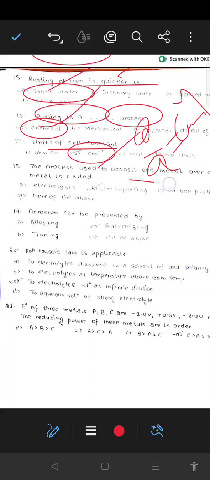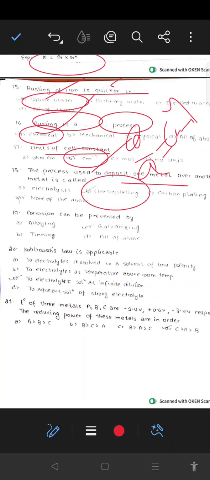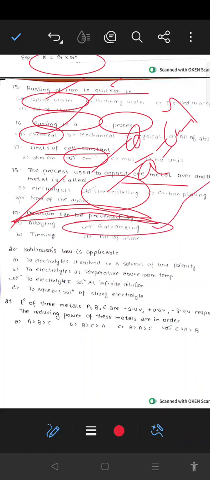Next, the process used to deposit one metal over another metal is known as electroplating, the process in which one metal is deposited on another metal. Next, corrosion can be prevented. As we know, to prevent corrosion we use oil and grease. Also, if we cover it with a layer of zinc, that is known as the galvanization process.